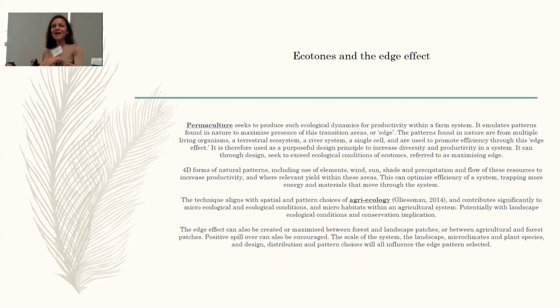I won't read through this whole section, but one of the key things that the edge effect in permaculture really tries to bring out, that ecotones probably isn't quite there yet, is this 4D forms of natural patterns and really working with natural elements to develop function in the system. So that's use of natural elements, wind, sun, shade, and precipitation and flow of these resources to increase productivity and, where relevant, yield, and to optimise efficiency of the system, trapping more energy and materials that move through the system. Using those sorts of techniques that are often overlooked with just a simple ecotone idea.